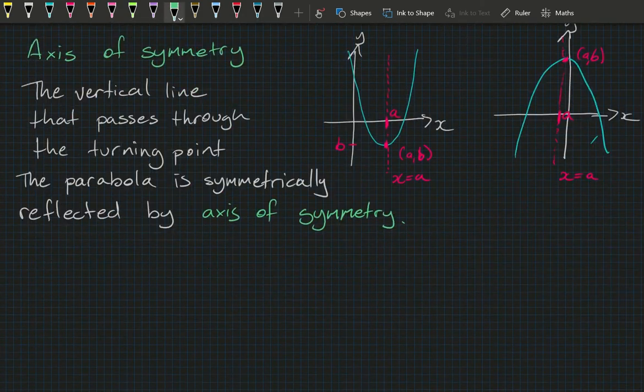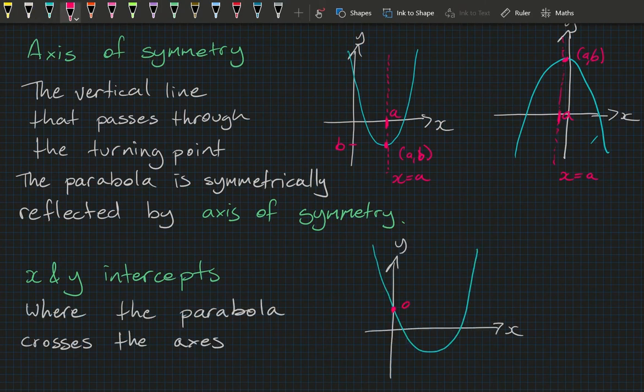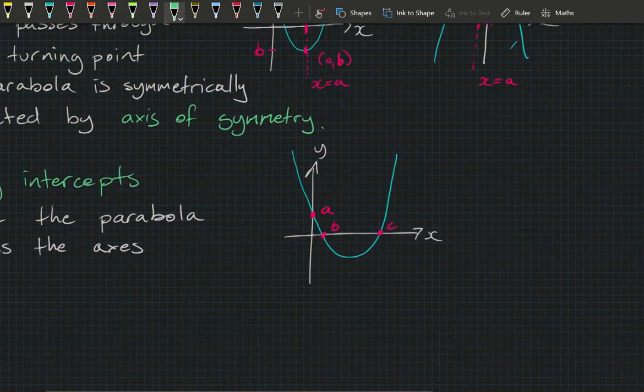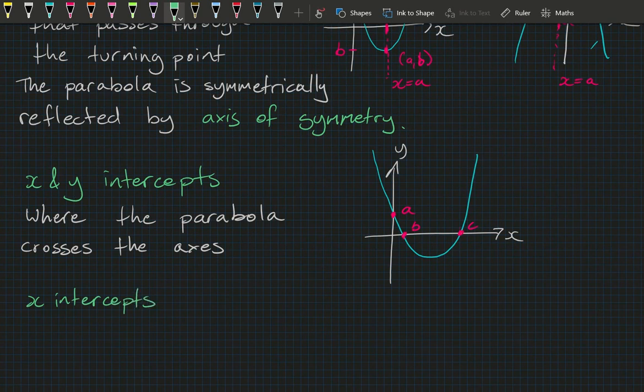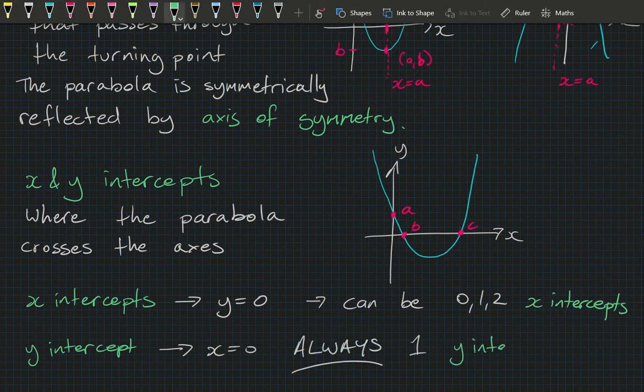And finally, we have the x and y intercepts. That's just where the parabola crosses the axes. For this parabola here, a is the y-intercept, and b and c are the x-intercepts. Just like every other graph, x-intercepts are where y equals 0. It's also important to note with a parabola that there could be 0, 1, or 2 x-intercepts. The y-intercept is where x equals 0, and there's always one y-intercept.